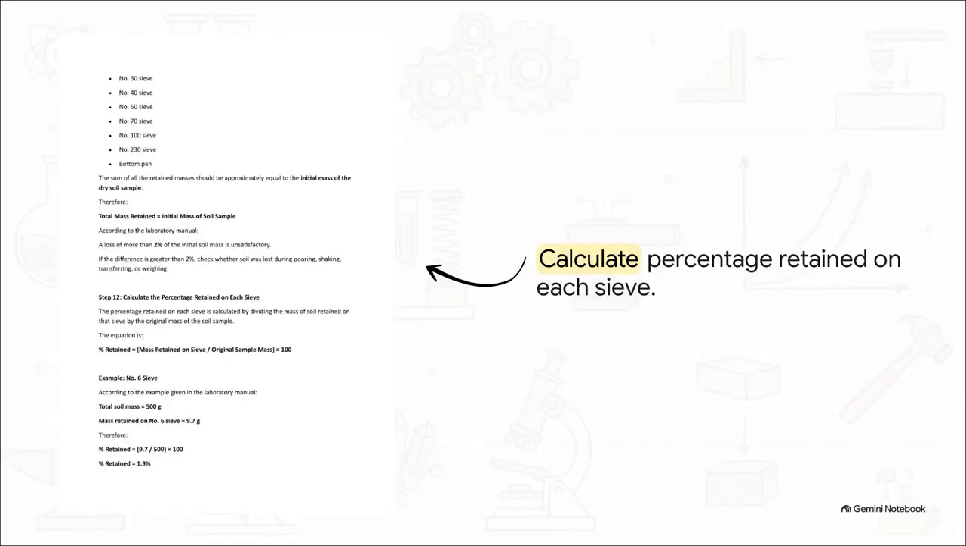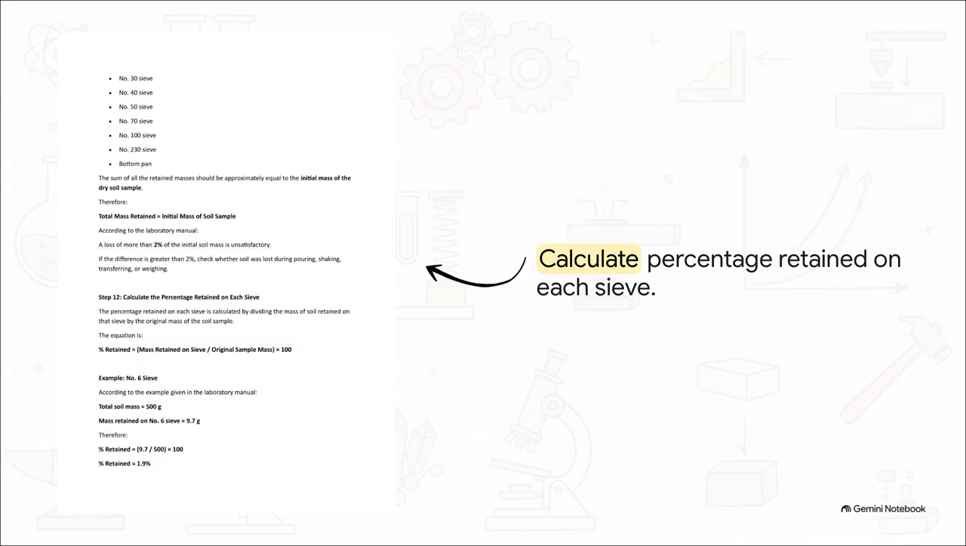Okay, let's look at the math. To find the percentage retained on each sieve, you simply take the mass retained, divide it by the original sample mass, and multiply by 100. So, for example, if you started with 500 grams and your sieve retained 9.7 grams, your calculation is 9.7 divided by 500 times 100, which gives you 1.9%.